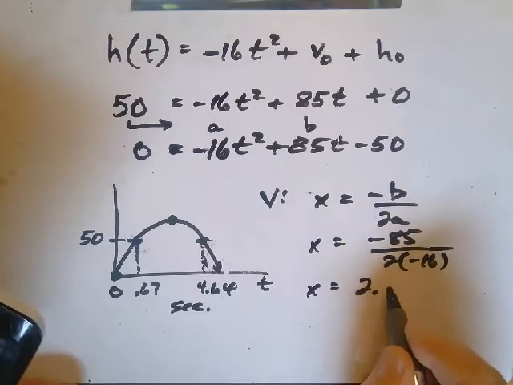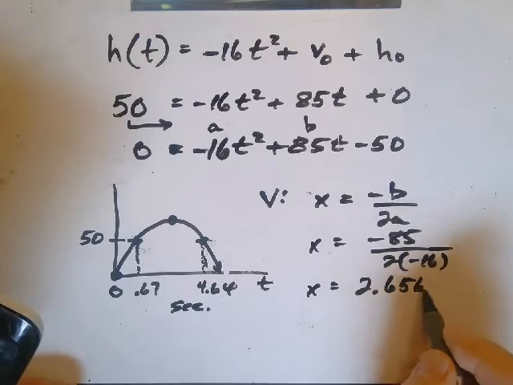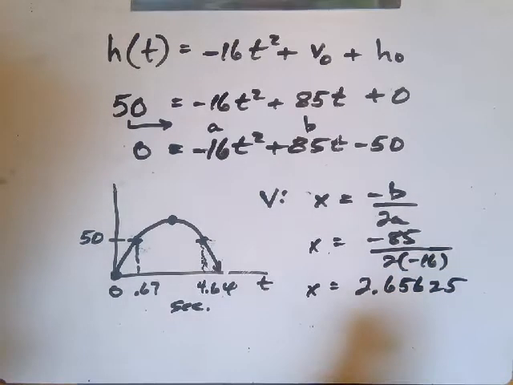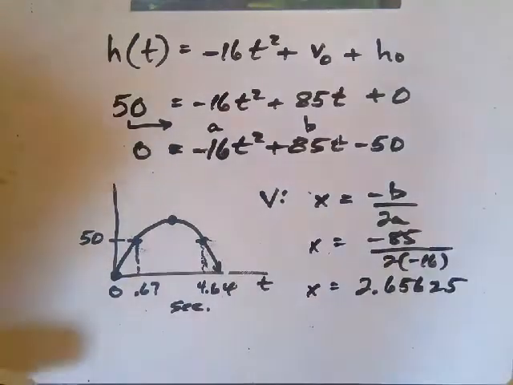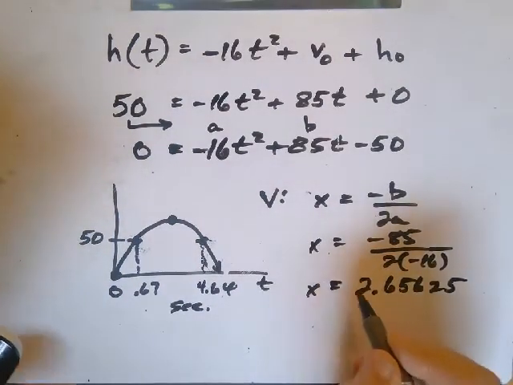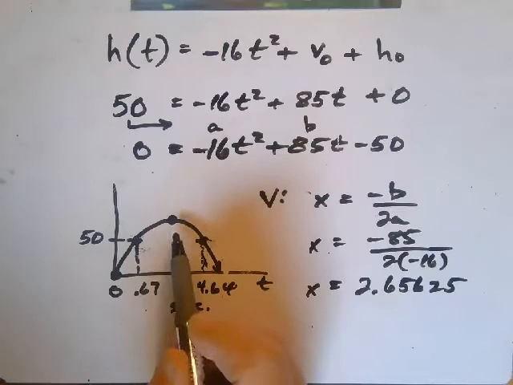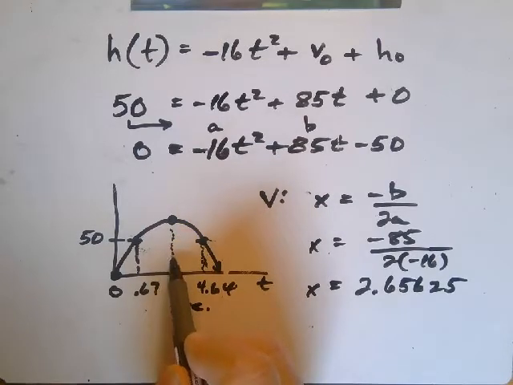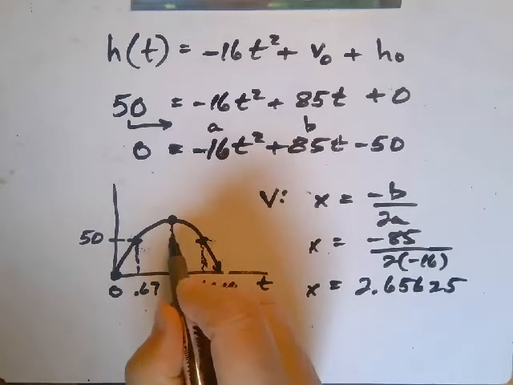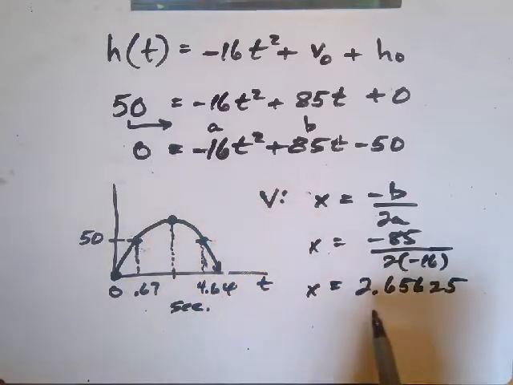And I end up with an x value of 2.65625. Now it looks like it terminates there, and I wrote the whole thing so I have a little bit of accuracy here. Now that is not the height. That is simply the x value right here. That x value, where does it reach? Right down here.